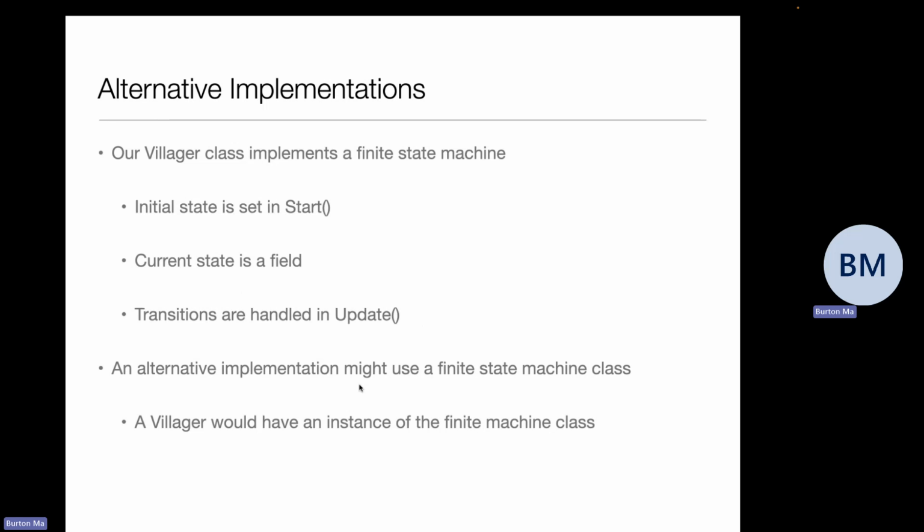So you can certainly do it that way. Cook up your own state machine class, and your villager then gets an instance of the state machine. The advantage of doing it this way is that you can reuse your state machine code. So now if you have a different type of object in your game, you can simply inherit from your state machine class and create a separate state machine for your other object. That's an alternative approach to implementing a state machine.